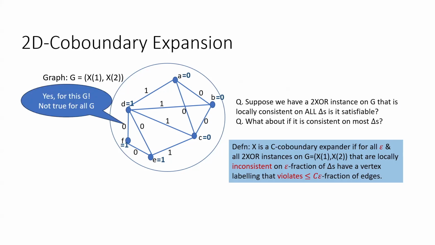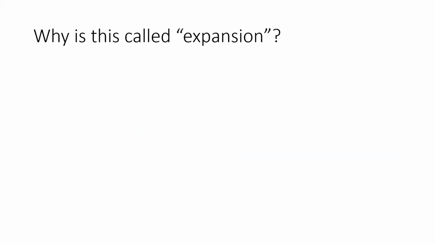Okay, and note that even though it's true for this G, it's in general not true for all graphs. In fact, there are instances where you have a large gap between the fraction of locally consistent triangles and the fraction of edges that you can satisfy. So these are really very special types of graphs. Okay, so why on Earth is this called expansion?